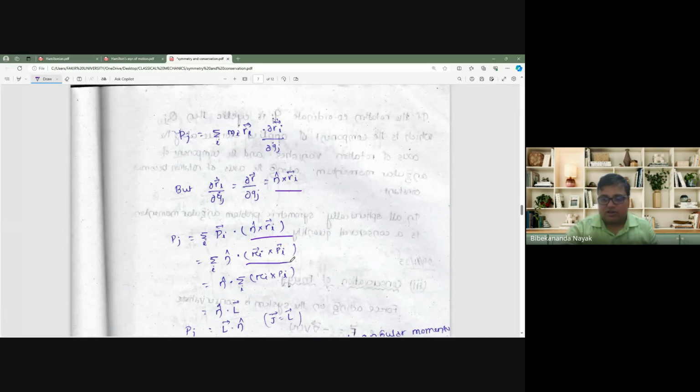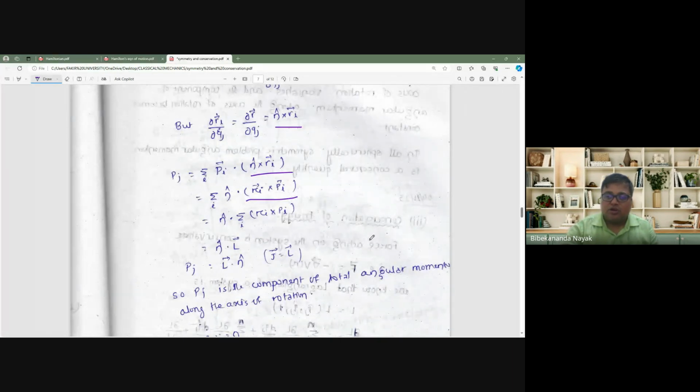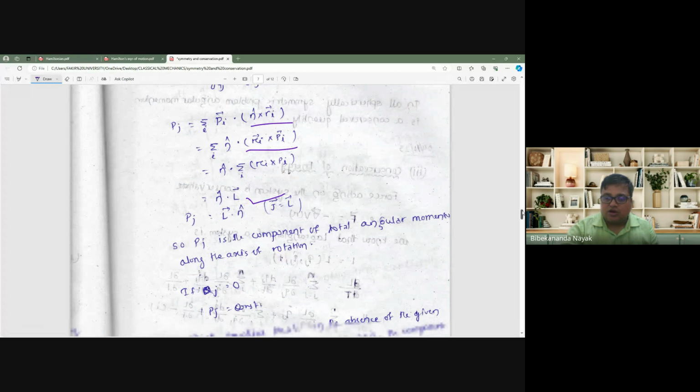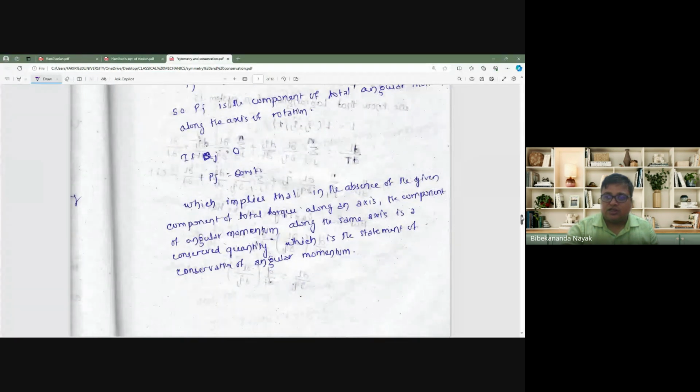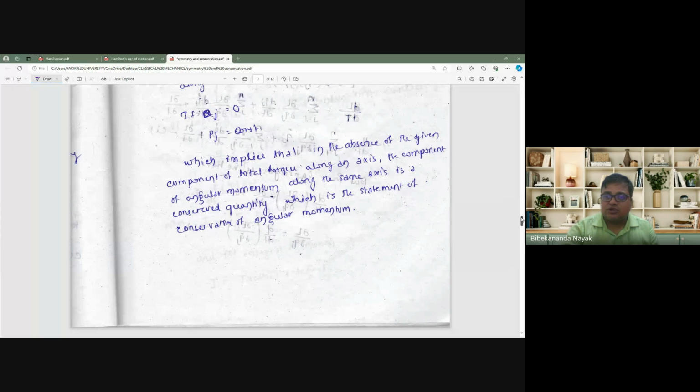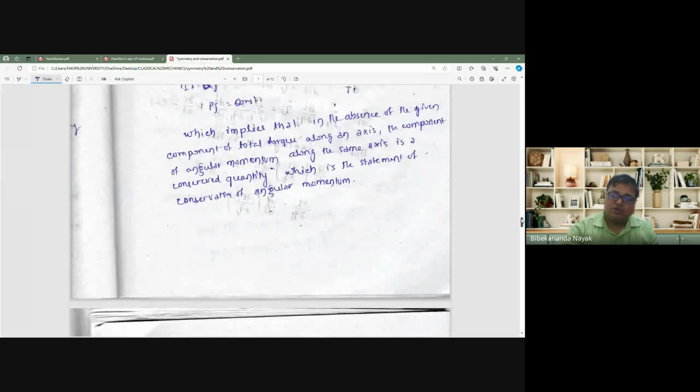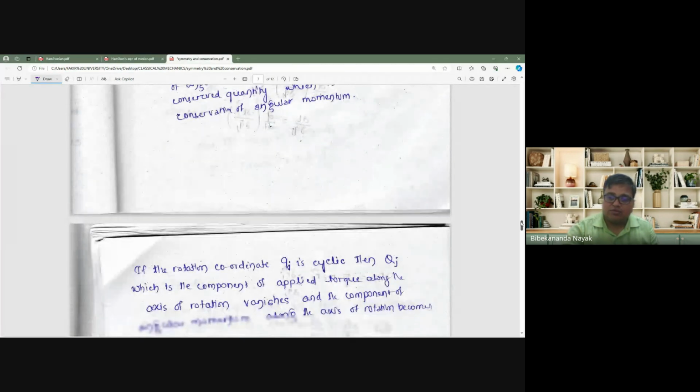We got r cross p is equal to l, so it is nothing but angular momentum, n dot l. So we got that if this torque is zero, then angular momentum is a conserved quantity, which implies that in absence of the component of torque along any axis, the component of angular momentum is a conserved quantity, which is conservation of angular momentum.